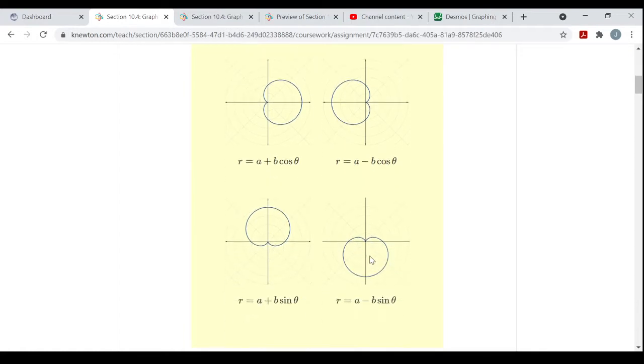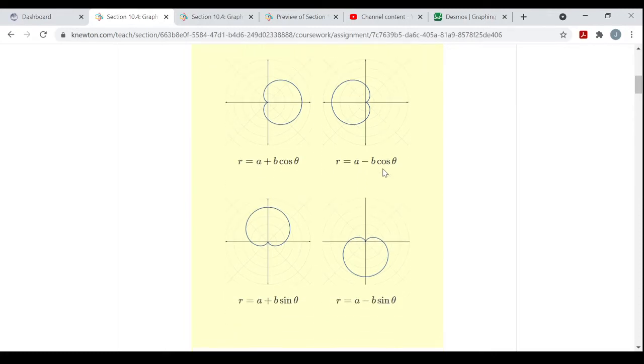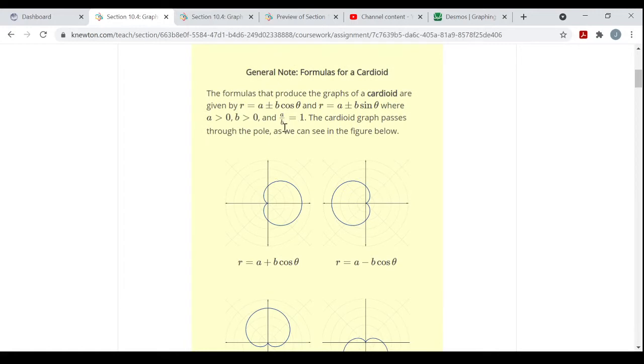I like to think of them as like little butts. I know it's not very proper, but they look like hearts or little butts. It's like a circle with one side pushed in, so a little dimple. You can see the kind of fat heart shape, a bit wider than usual, but that's where the cardioid name comes from. But these are all when a divided by b equals 1, when a and b have the same magnitude. Really I should use the absolute value here.